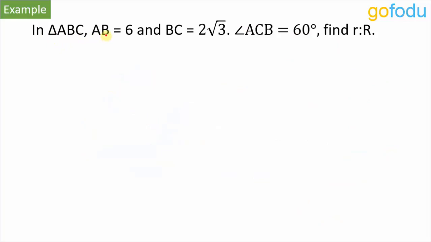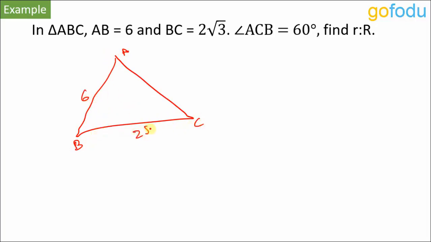In triangle ABC, AB is 6, BC is 2 root 3, and this angle C is 60 degrees. And we have to calculate the ratio of its inradius and circumradius. A little observation here will simplify the question to a great extent.